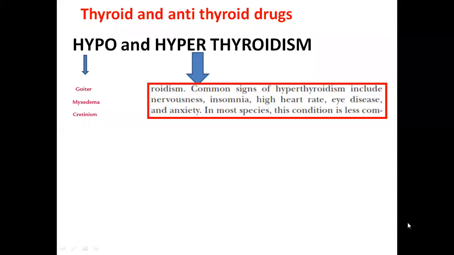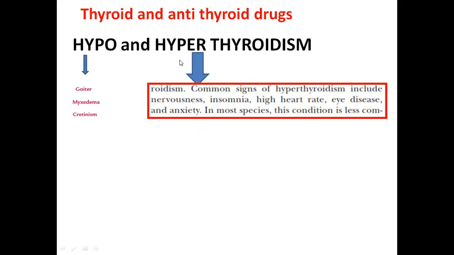This is about thyroid and antithyroid drugs. As per our syllabus, we have some five drugs coming under this category, so that we shall see. In the absence of thyroid hormones, we get diseases like hypothyroidism, and that leads to goiter, myxedema, and cretinism.